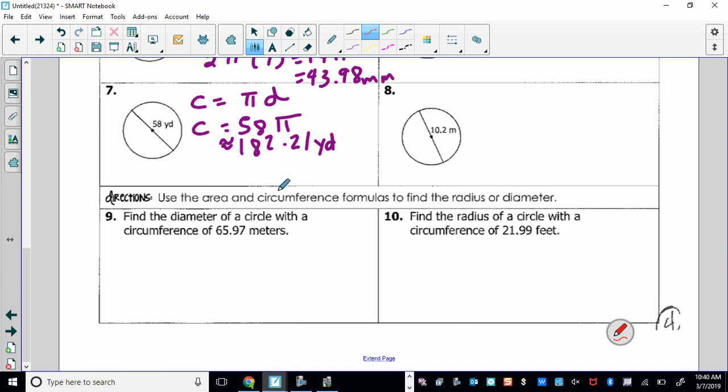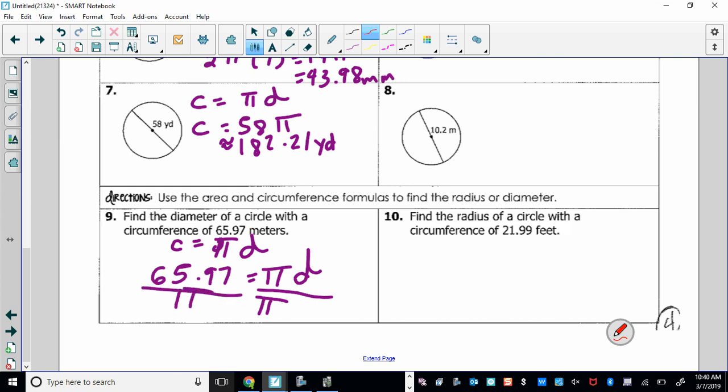So in this case, find the diameter of a circle with the circumference given. I always like to write the formula first. I'm looking for the diameter, so I'll write C equals pi times d, and the circumference is given to be 65.97 equals pi times d. So I want to isolate d, so I'm going to divide both sides by pi.